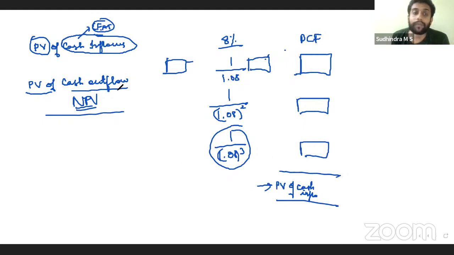Once you have the present value of cash inflow and present value of cash outflow, you get NPV. How do you make the decision? If NPV is positive, you have to accept. If NPV is negative, reject the proposal. Correct? That's how NPV is calculated.